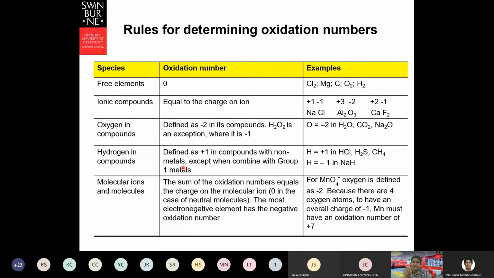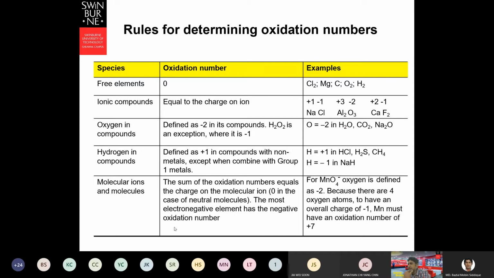But that is an exception case. Another is superoxide, which we will not talk about here. In superoxide, oxygen gets only a negative half charge. So this is it. But in general, oxygen will have a negative 2 charge.